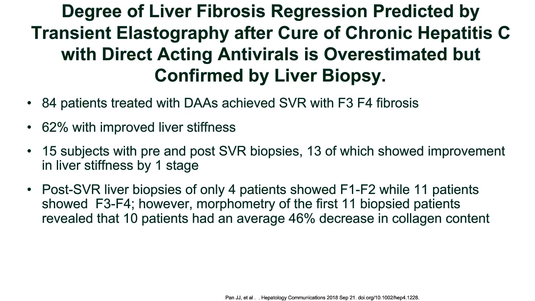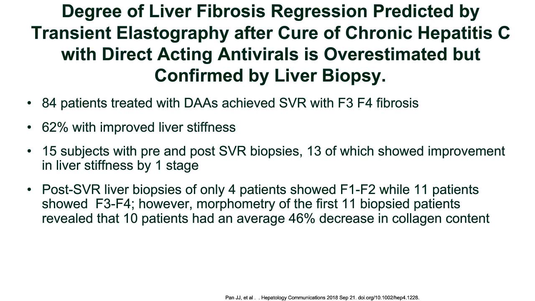62% of these individuals had improved liver stiffness. 15 subjects had pre- and post-sustained virologic response or cure biopsies, 13 of which showed improvement in liver stiffness or liver elastography by 1 stage. However, the post-sustained virologic response biopsies didn't correlate quite as well with the elastography. The post-SVR liver biopsies of only 4 patients showed F1, F2 fibrosis, while 11 patients showed F3, F4 fibrosis.